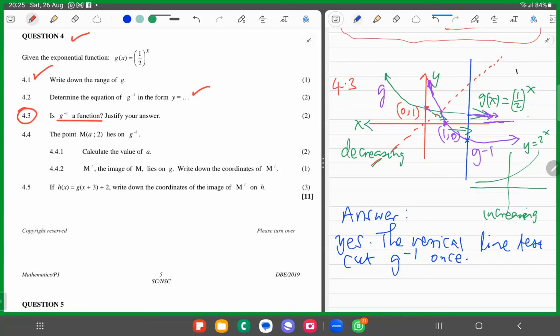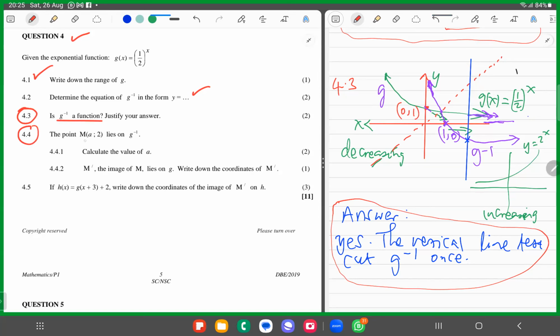So what is the answer to question 4.3? Is the inverse a function? So the answer is the blue one. It's not everything else I've done. I've just elaborated. So the elaborations are just there to help us understand this a little bit more. Okay, let's look at 4.4.